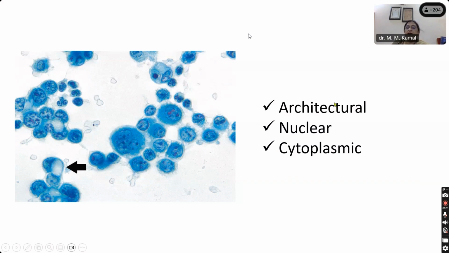So when you are looking at these cells, you have to see their architectural nature, whether they are coming in cell balls, giant cells, single cells, cells as pairs or in triplets or duplets. And then you have to look at the nuclear features and the cytoplasmic features. So I think this is just a spectrum that you are seeing.